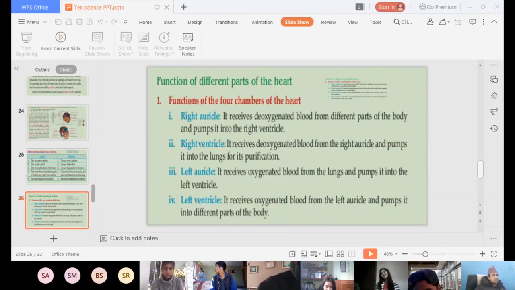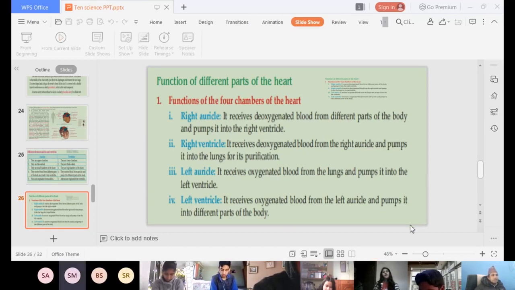So what are their functions? Right auricle receives deoxygenated blood. What does it mean by deoxygenated blood? It means impure blood, which is not pure. Impure blood means more carbon dioxide is present there. The blood that contains more carbon dioxide is collected by different blood vessels and stored in the right auricle.